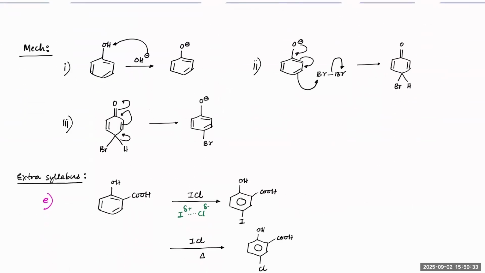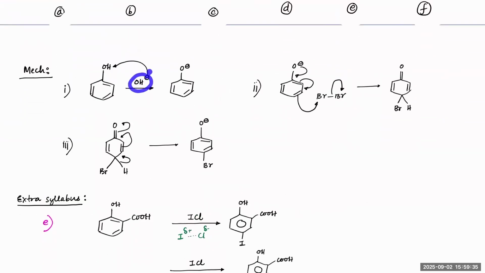Now, notice the mechanism here. First, OH minus will take away H+. You will get phenoxide ion. Phenoxide ion can push here, this pi bond can push here, and from here bromine can be attached. So this is the first intermediate. You got this intermediate, right?